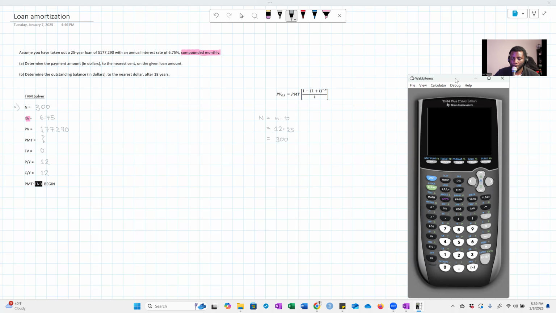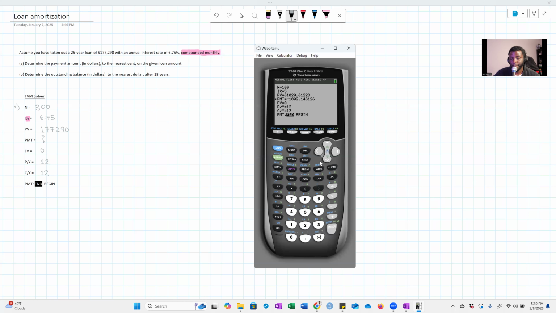Okay. I'll come out of there and just show you how to access it. If you're unsure, you go to apps and finance. And the very first one is your TVM solver. So the number of payments we have was 300. There are 300 payments. The interest rate is 6.75%, so no need to convert that to a decimal. If you do, the answer would be wrong.